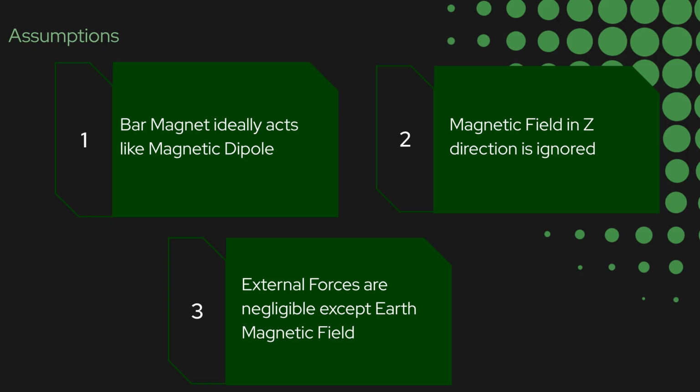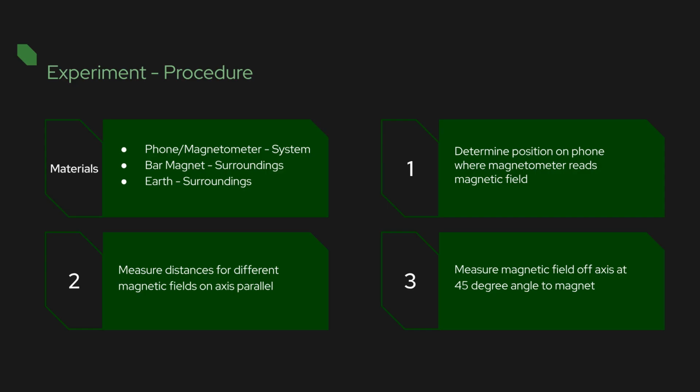Some assumptions we have is the ball magnet ideally acts like a magnetic dipole, magnetic field in the z direction is ignored, and external forces are negligible except for Earth's magnetic field. Our materials consist of the phone, the magnetometer, which is part of the system, the ball magnet, and Earth, which are part of the surroundings.